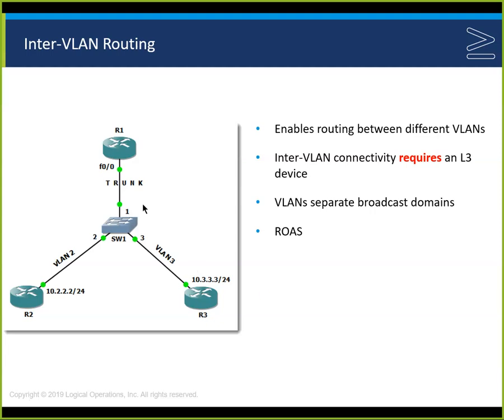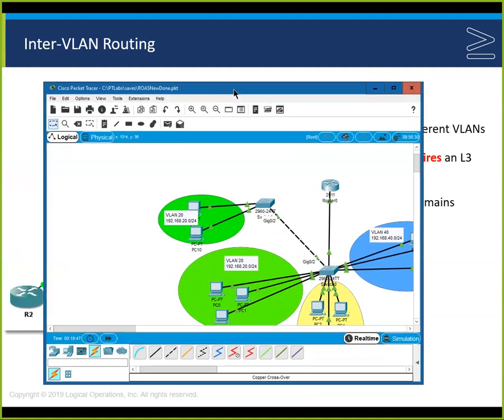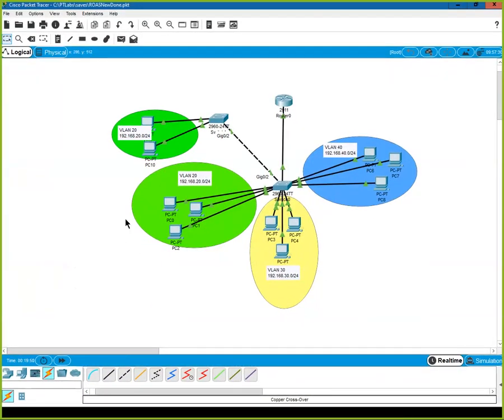This is the router on a stick. I have three VLANs here: VLAN 20, VLAN 30, and VLAN 40. There is a trunk port here. This one isn't configured yet. We have a gigabit port on the Cisco router up here, and a gig port on the Cisco switch.